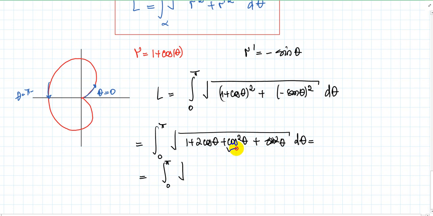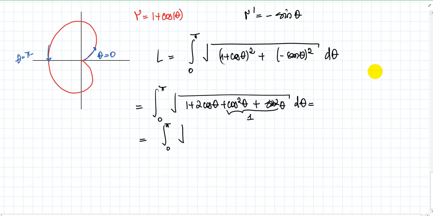So this is going to be the integration from 0 to pi. Do you remember that sine square plus cosine square is going to be 1? And I can write this as 2 plus 2 cosine of theta, d theta. Okay? So now I need to somehow get rid of the square root, right? If you take out the 2 from the square root, it's going to be 1 plus cosine of theta.